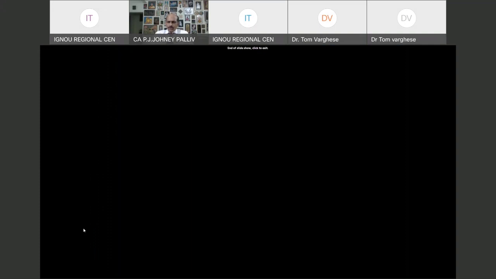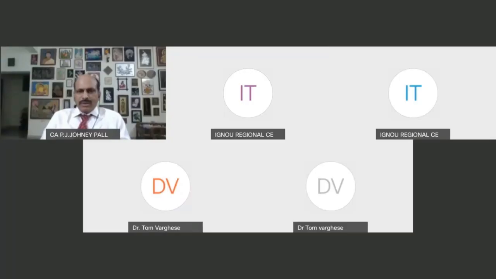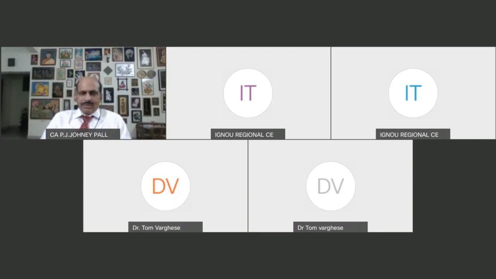Now, I am not going to stop here. We have another 35-40 minutes. We are going to discuss the cost accounting. Cost accounting refers to the costing of various activities, costing of products and services.